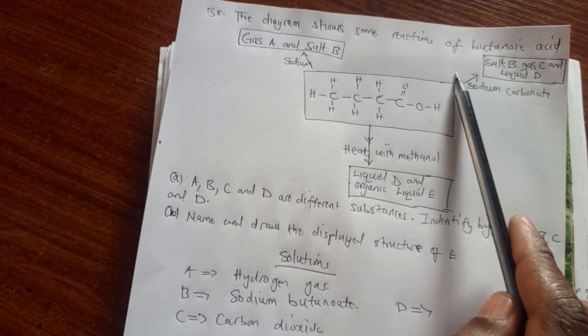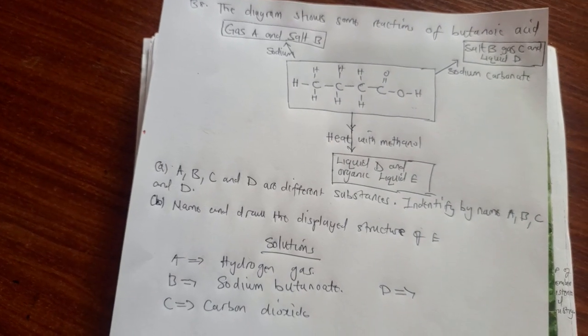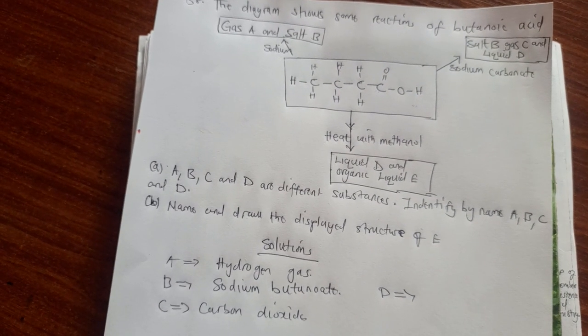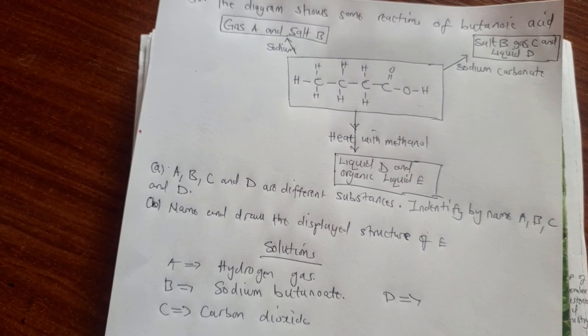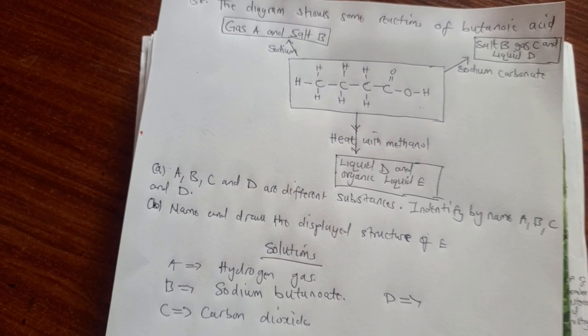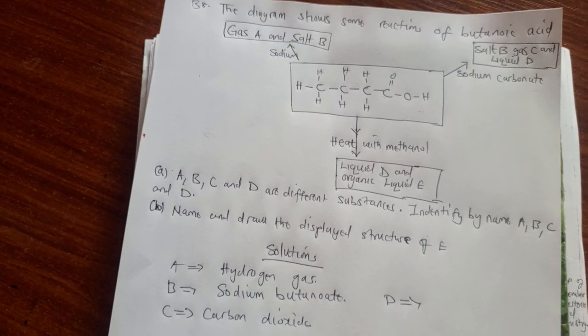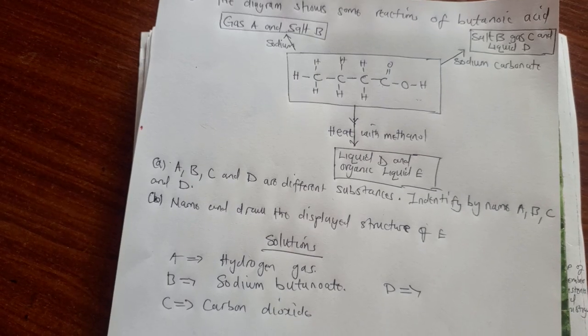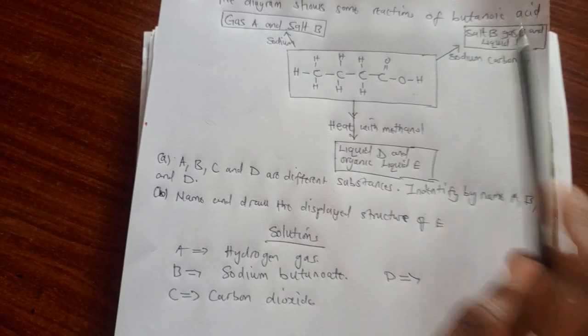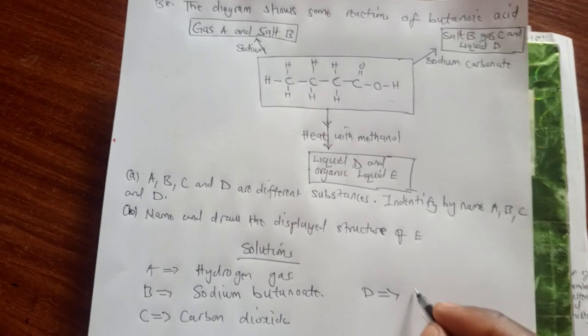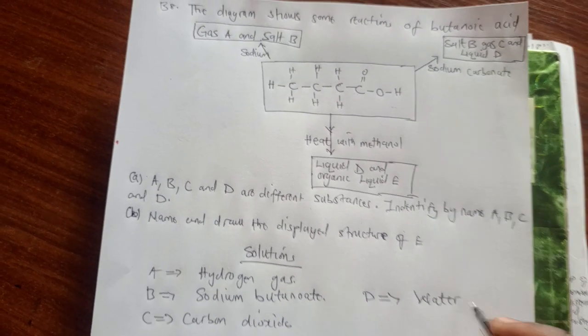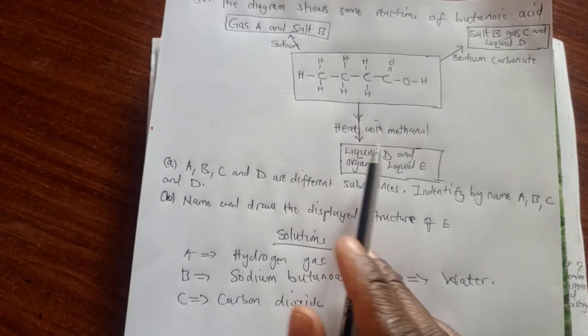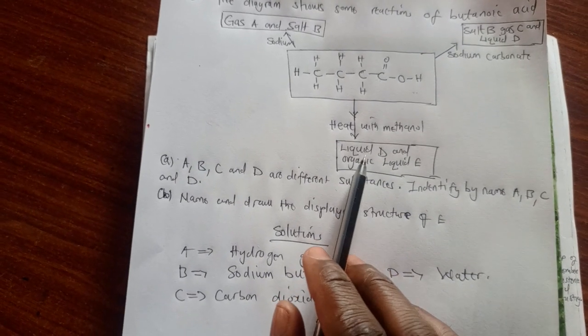Gas C, we know it's carbon dioxide. Earlier in my explanation, I said that when a metal carbonate reacts with an acid, it will produce a salt, carbon dioxide, and water as a liquid. So liquid D there is water. We have water as our liquid D. So even here, the liquid D is water. We'll still explain that if it is needed here.